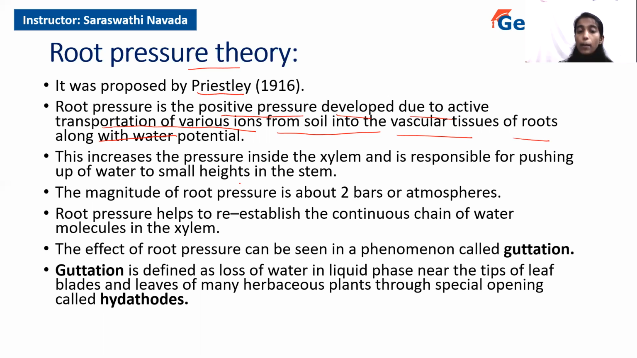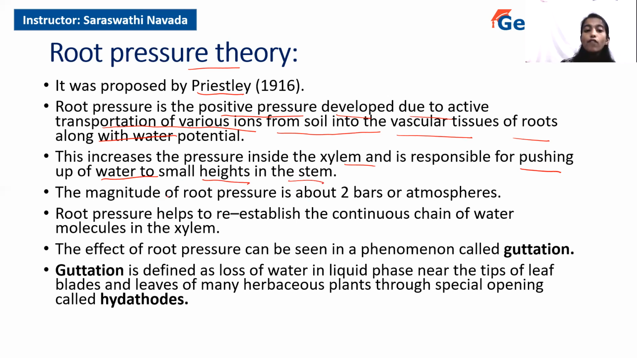Okay, so pressure will be developed within the root cells, and that positive pressure that is built up is called root pressure. This increases the pressure inside the xylem. As the root pressure builds up, it will further increase the pressure in the xylem, because all the water and mineral ions will be carried to the root xylem, so that the root xylem feels a greater pressure within it. This pressure will be sufficient for pushing the water in an upward direction to smaller distances or smaller heights in the stem.